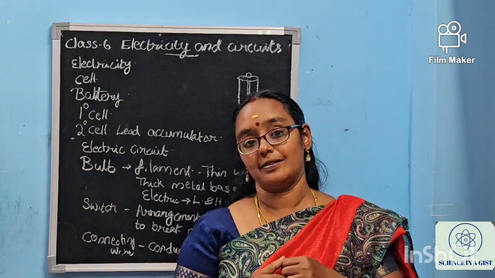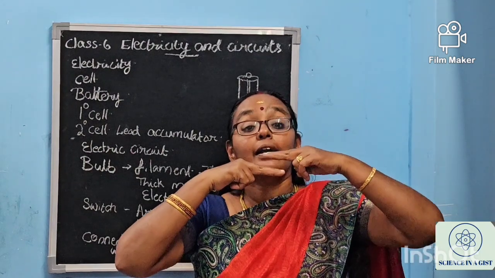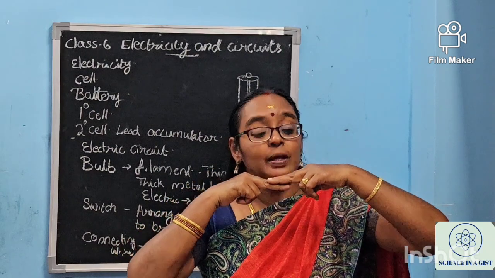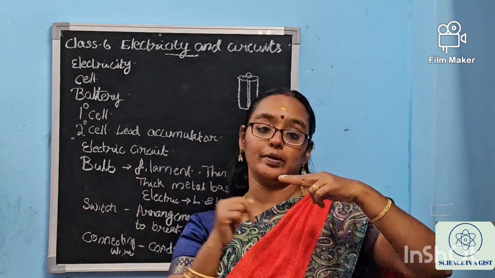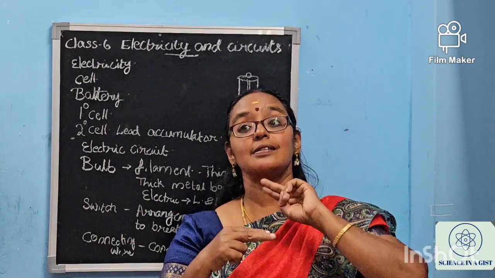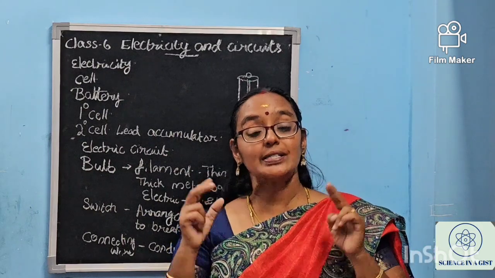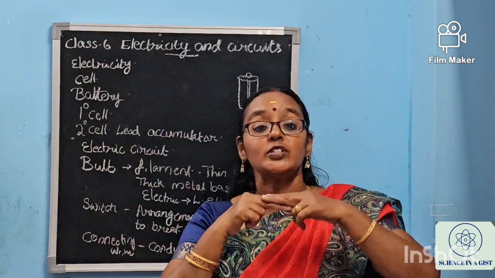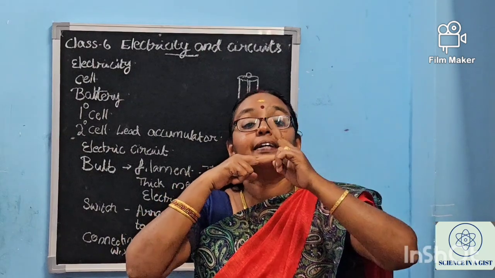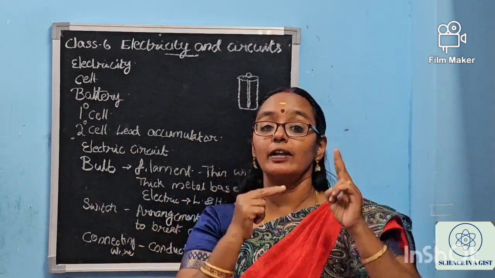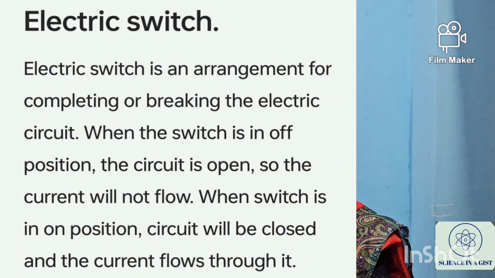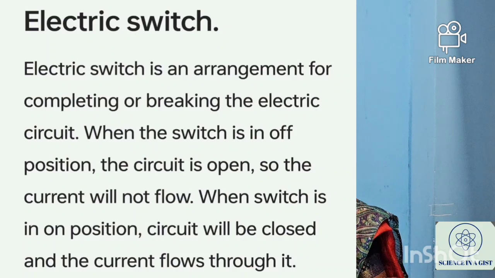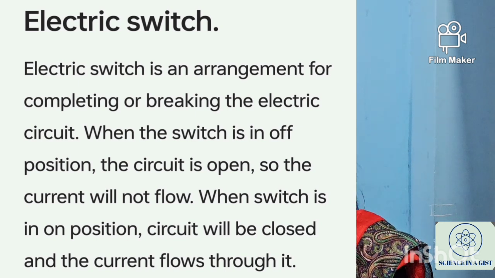contains two metal bars. When these metal bars are in touch with each other, the current can flow easily through it. So what happens? The circuit will be completed, which helps the appliance to work. When we are switching it off, these metal bars will be detached. So what happens? Will the circuit be completed? No, the circuit will not be completed. So the appliance will not be working. So this is the function of a switch.